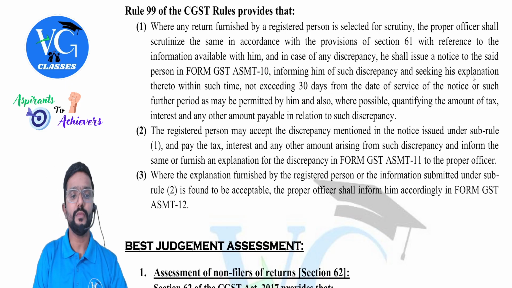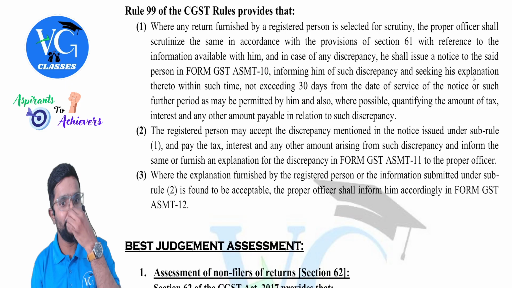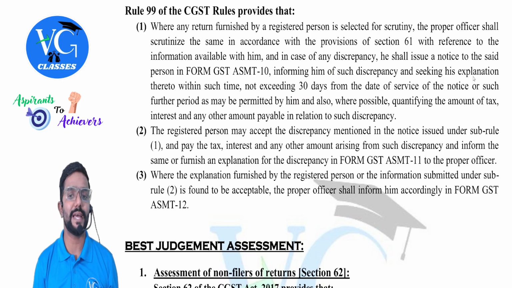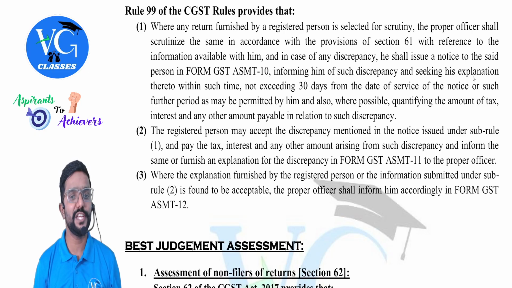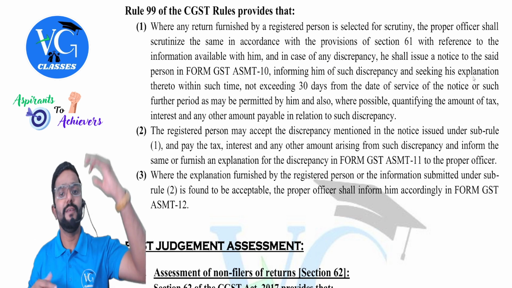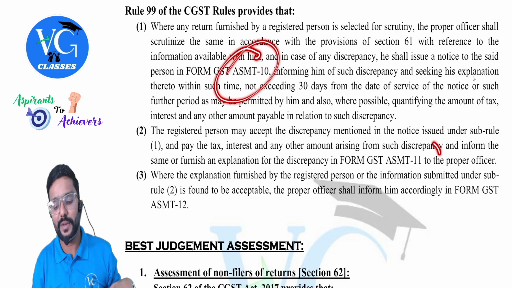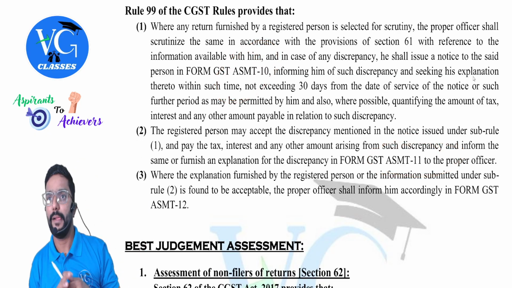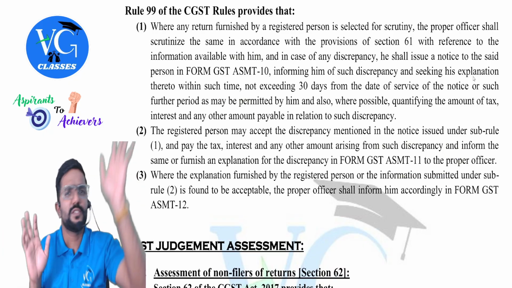Sub-rule 2. The registered person may accept the discrepancy mentioned in the notice issued under sub-rule 1 and pay the tax, interest and any other amount arising from such discrepancy and inform the same or furnish an explanation for discrepancy in form GST ASMT 11 to the proper officer. Means, sir, the proper officer will give a notice in ASMT 10. The registered person should reply to it in ASMT 11. And he should either reply telling, no sir, I am not liable to pay, whatever I have disclosed is correct.